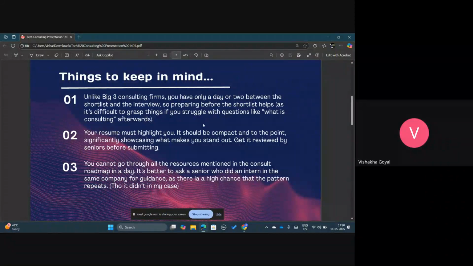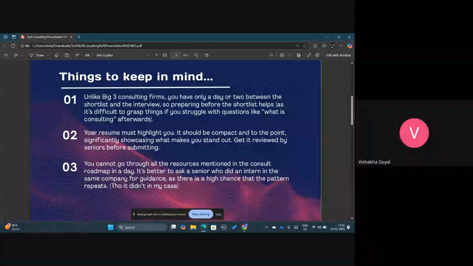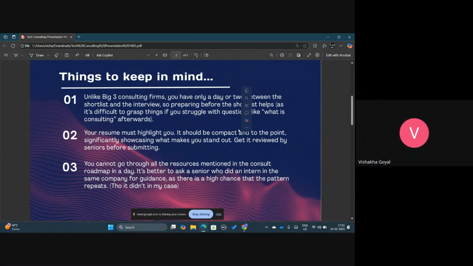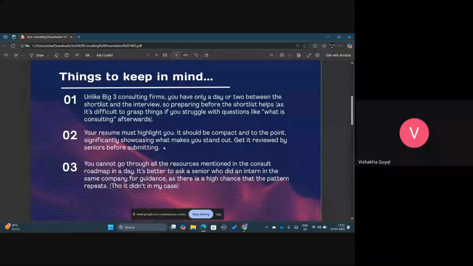And it's usually good if you have an idea of what consulting is and you have done a bit of case studies or some sort of preparation before your shortlist, not just starting after the shortlist. And resume is, of course, the major component, as your resume must highlight you. It must be compact and to the point, and it must show what makes you stand out. And of course, it is very important to get it reviewed by a CPs before submitting, as there can be minor things that you can miss, but we know these are the mistakes that people usually make. So it's good to get them pointed out before.